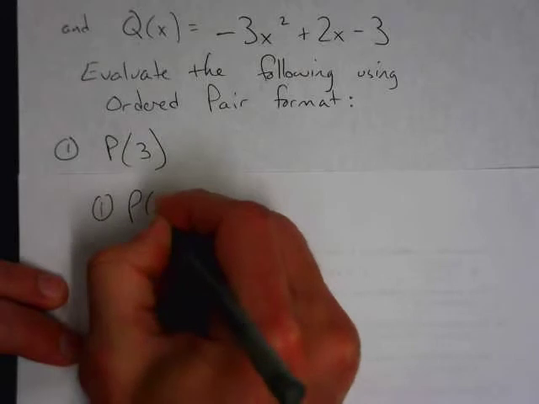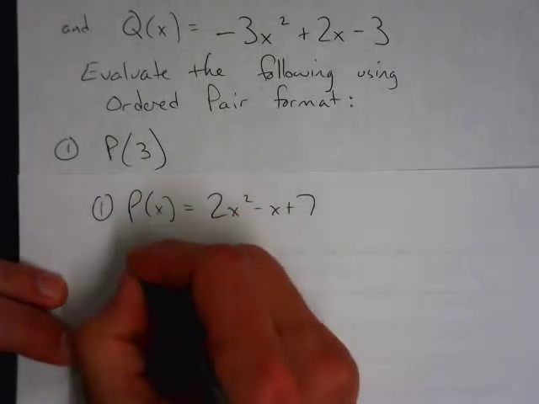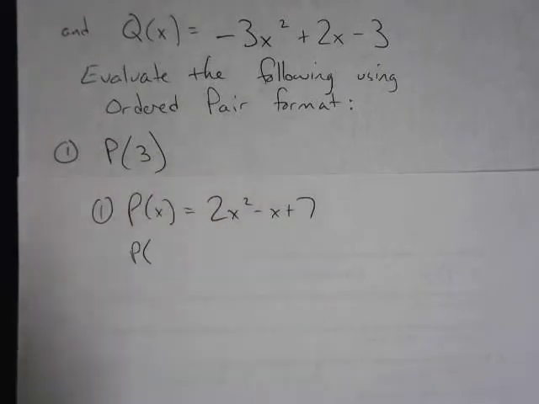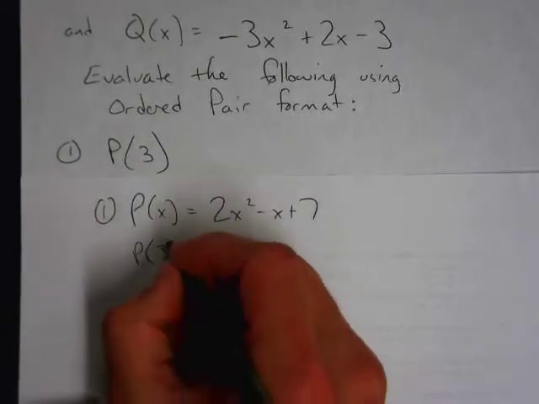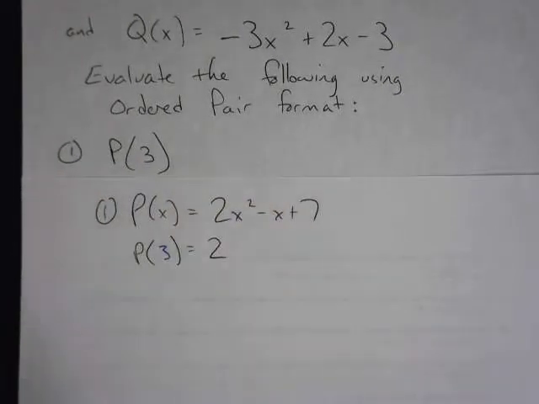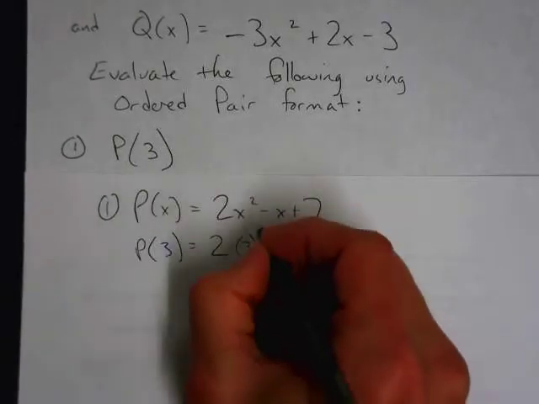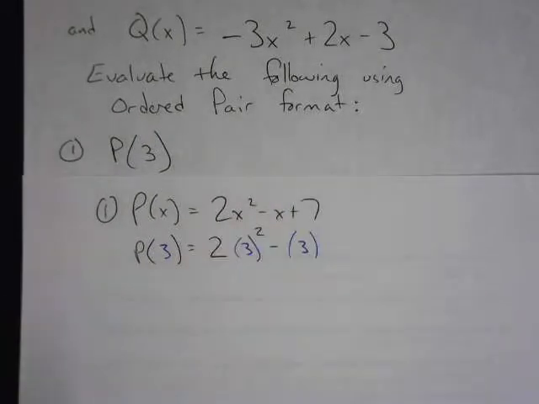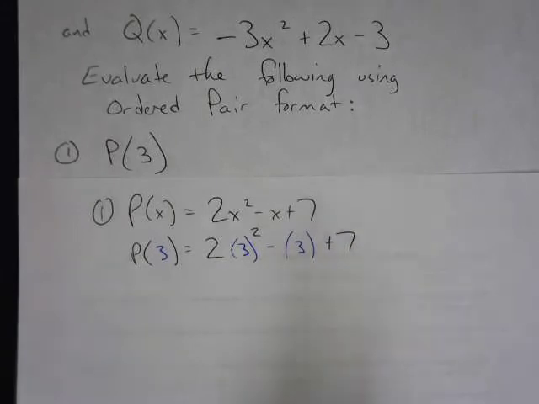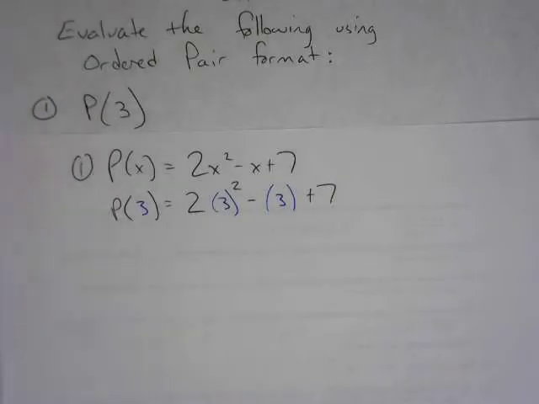And we see that p of x is 2x squared minus x plus 7. So p of 3 is going to be 2 times 3 squared minus 3 plus 7. All right, so let's see how that works. It's just a substitution concept. And notice for substitution, the only thing that changes is the variable that we are substituting. Everything else remains the same. Okay, so with substitution, we only change the variable. Everything else remains the same.